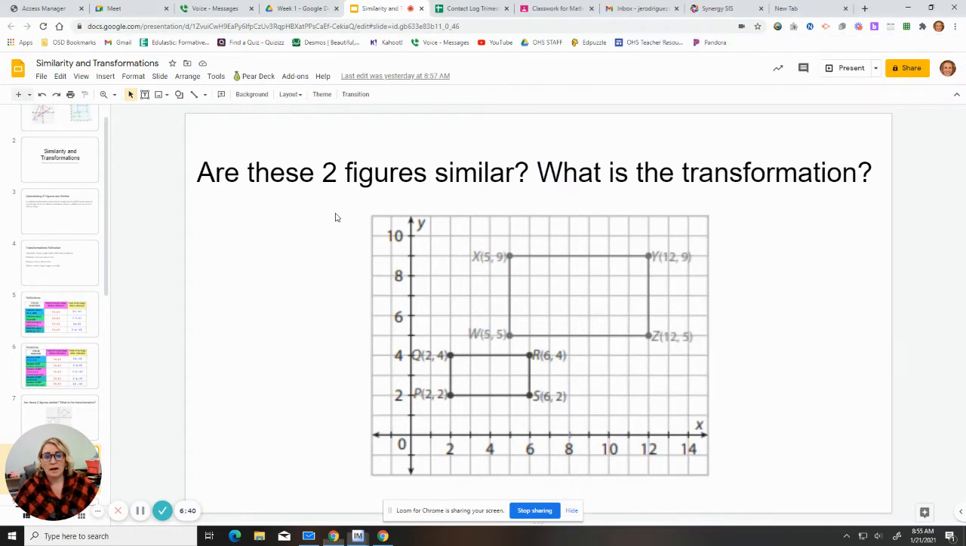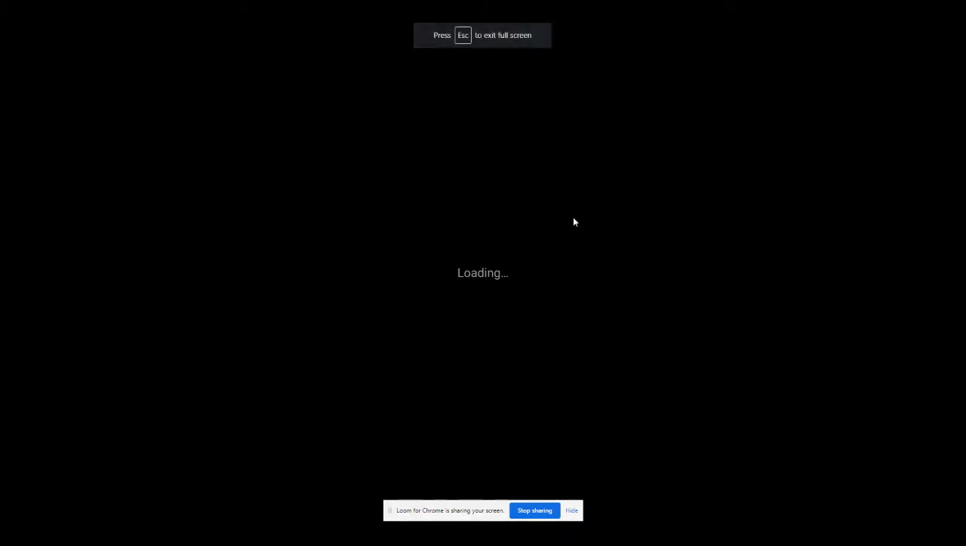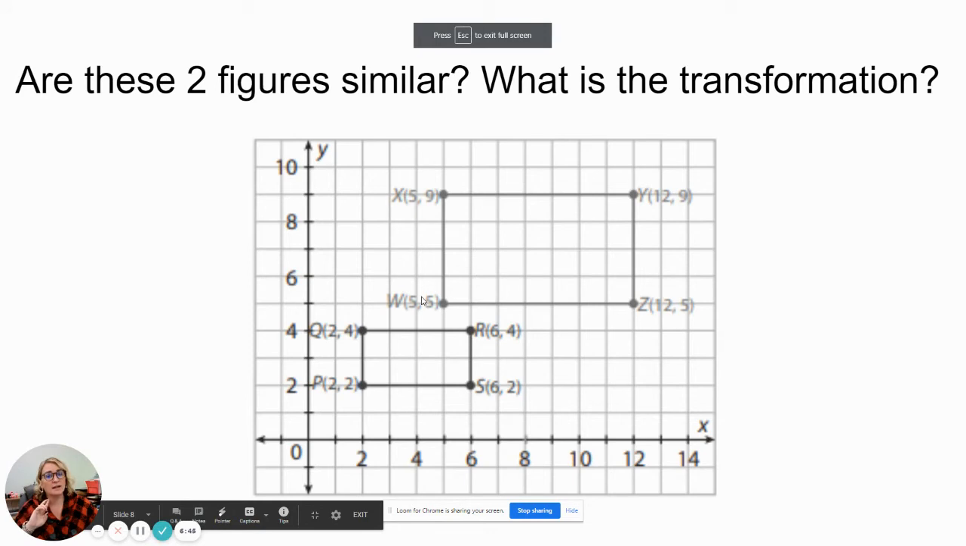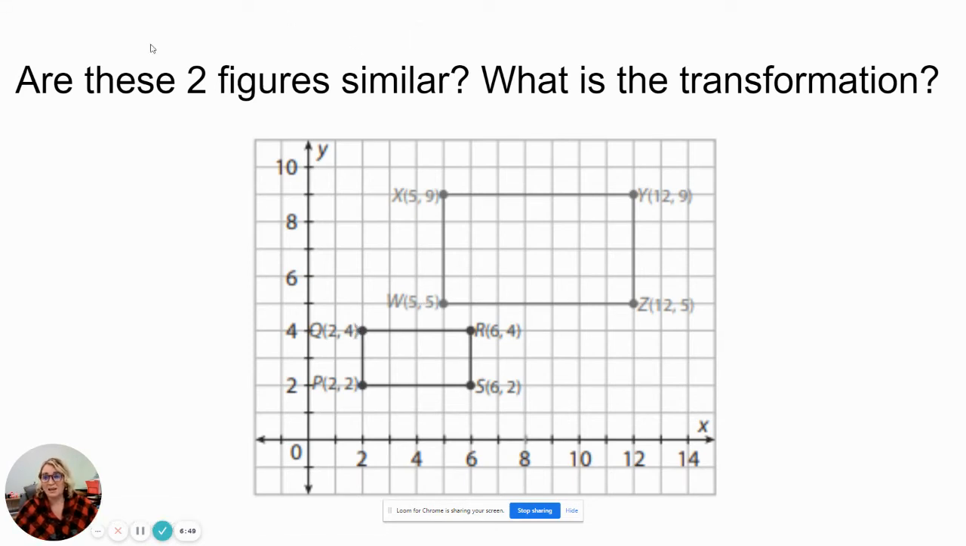Okay, so I don't want you to automatically assume when you see two rectangles that that's what they are. You need to do a little bit more investigation. So because these are not similar, we don't even talk about a transformation because it's not possible because they're not similar figures.